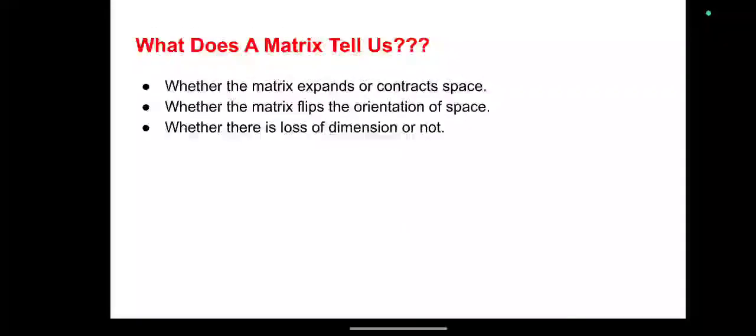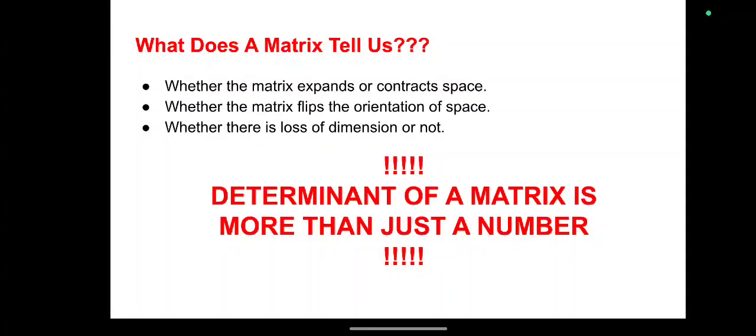So what does a determinant tell us? It tells us whether a matrix expands or contracts space. It tells us whether the matrix flips the orientation of a space. And lastly, it tells us whether a dimension is lost or not. So the determinant of a matrix is more than just a number.